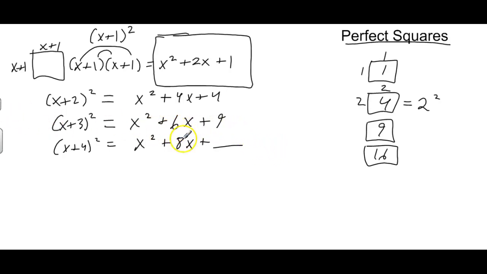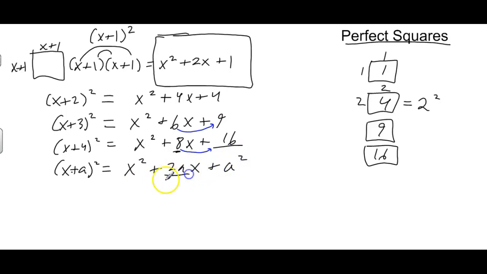If you take half of 6 and square it, you get 9. Half of 8 squared is 16. And if you see that pattern, that's what we're doing. We're taking half of the coefficient of the middle term, squaring it to get that last term. That's called completing the square. That's where this method derives from. In fact, if we used a generic value like a here, and we multiply that out, we get x squared plus 2a x plus a squared. If you take half of this value and square it, you get a squared.